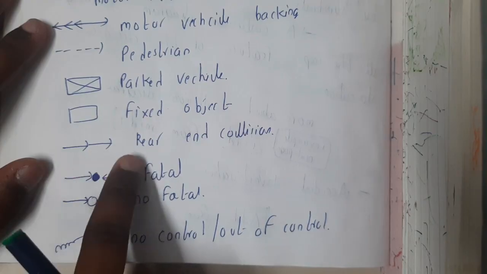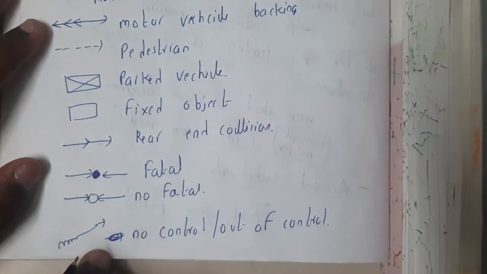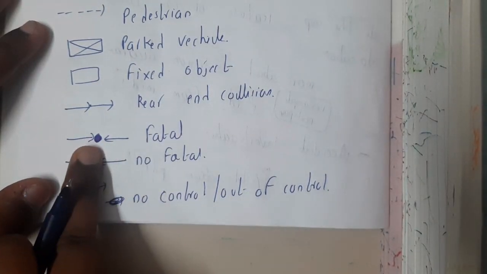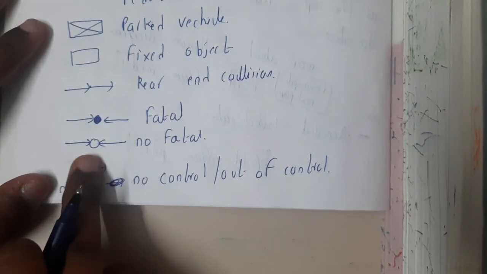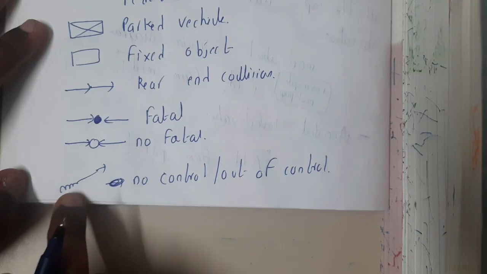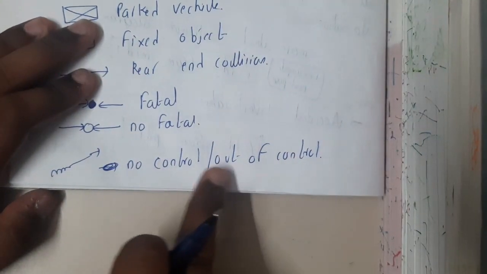Similarly, a double arrow is a rear end collision, so basically this guy hit this guy at the back. Fatal means someone has died, so in that situation you indicate with a dark colored dot, and no fatal you indicate with transparent. And this is a bounce off, basically out of control: both vehicles have been hit and this vehicle has traveled somewhere. That situation is this last one, guys.